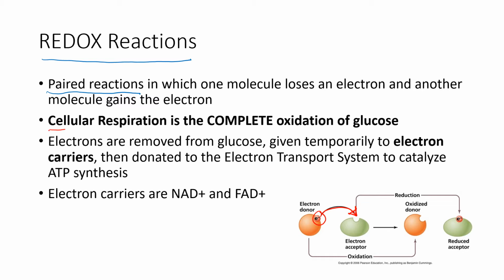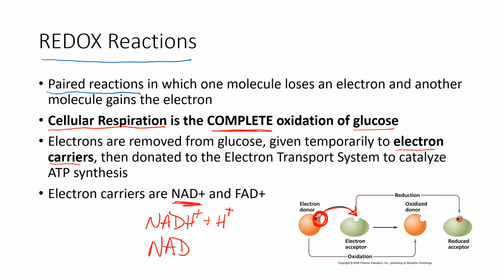Cellular respiration, whether it be aerobic or anaerobic cellular respiration, is the complete oxidation of glucose. What that means in plain English is that during respiration, all of the electrons are removed from the glucose molecules. These electrons are removed from glucose and then they're given temporarily to electron carriers, specifically NAD+, which then becomes NADH plus H+, which biologists will then shorthand to NADH2. And they're also given to FAD+, which becomes FADH2.